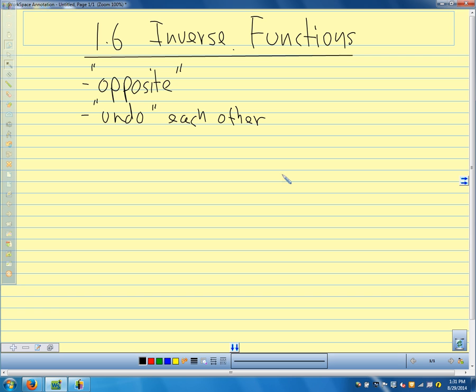What did we just do in our lesson from Tuesday? How did we put those two functions together? We made a composite function. We made a composition. So that's what we mean by undo with inverse functions. Compositions undo each other. So that's how we're going to define inverse functions.